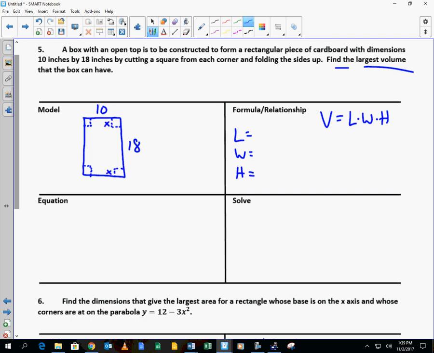And you're going to cut off a little bit from each side, and they're all going to be the same. So therefore, you're cutting x off of this side and x off of that side. She's entirely right. She remembers the problem as well. 18 minus 2x. The width would be 10 minus 2x. The height would be, when you fold this side up, what would the height be? X.